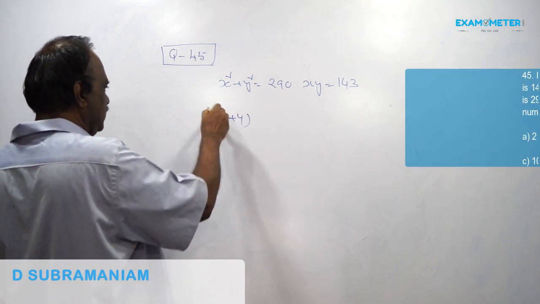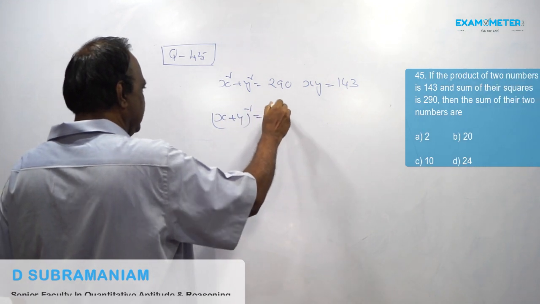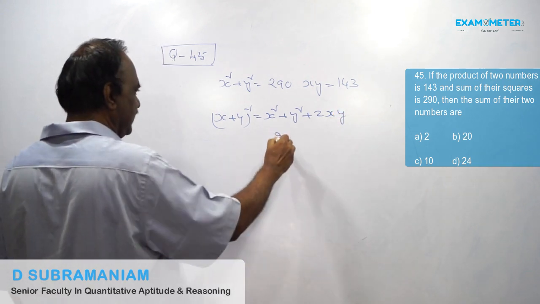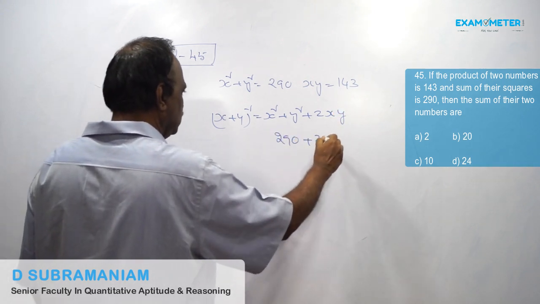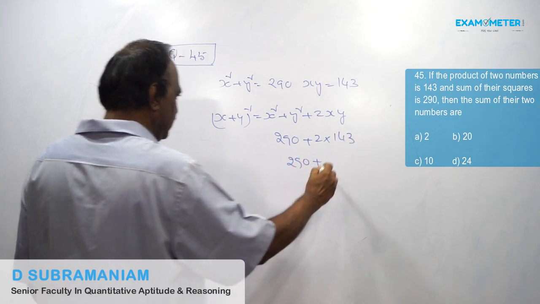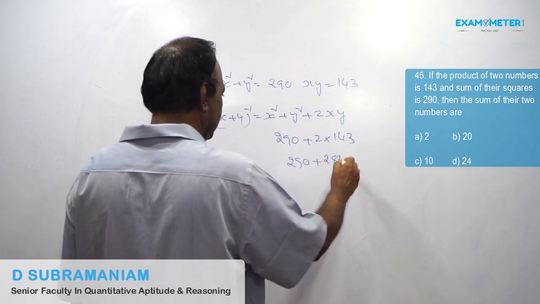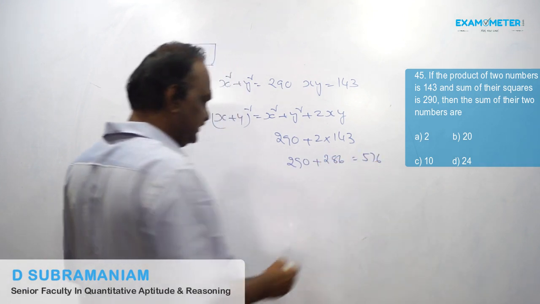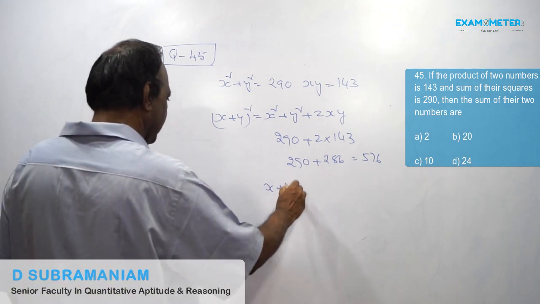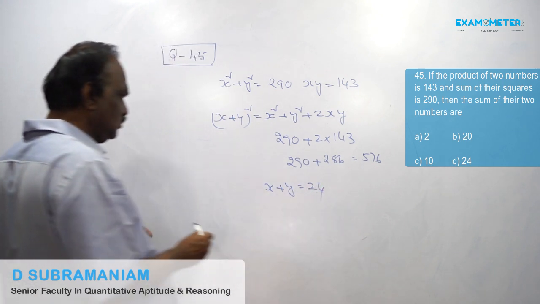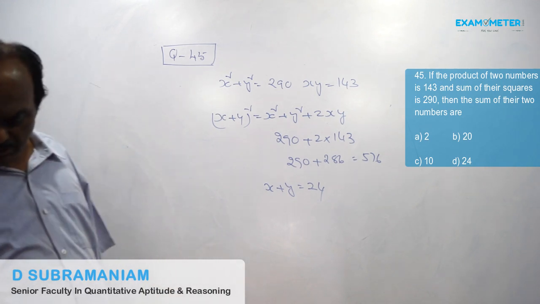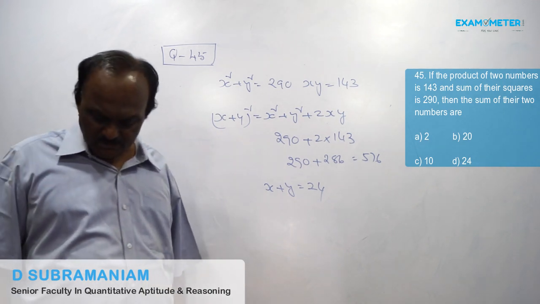(x plus y) whole square is equal to x square plus y square plus 2xy. 290 plus 2 into 143. This is 576. So x plus y comes to 24. Root of 576 is 24. So sum of the two numbers is 24. So answer is 24.